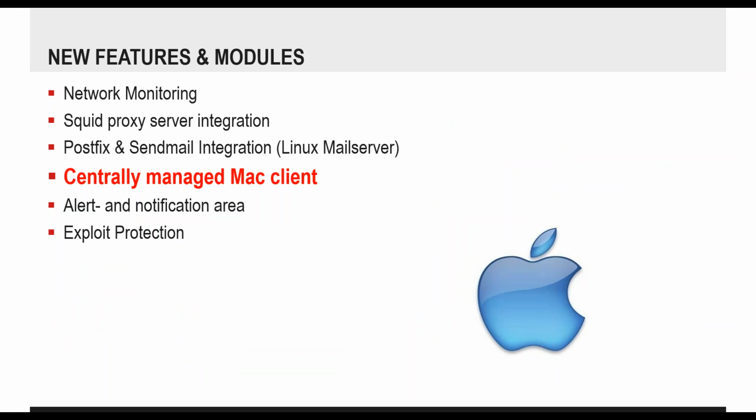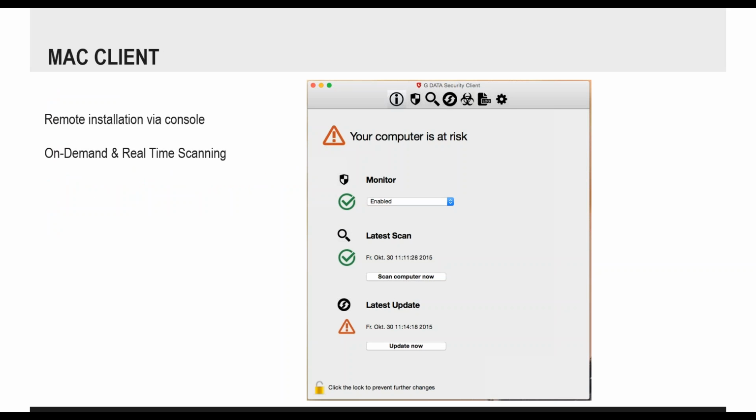The next new module is the centrally managed Mac client. So with this client, it's possible also to install this from the management console, so you can push out the installation to that Mac client from the console. And there isn't much that you can configure, but what you can configure is when the on-demand scans are going to take place. And you also have real-time scanning enabled on that machine. This isn't like the solutions for the Linux clients, that only have an on-demand scan. With the Mac client, you have on-demand and real-time scanning.